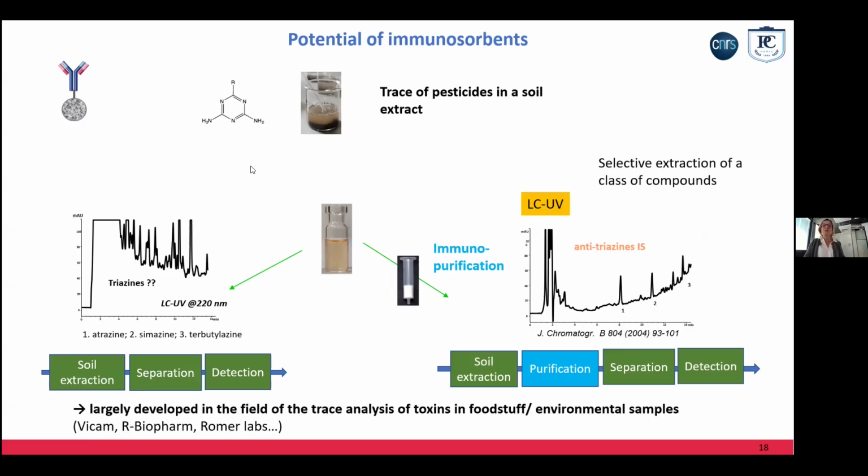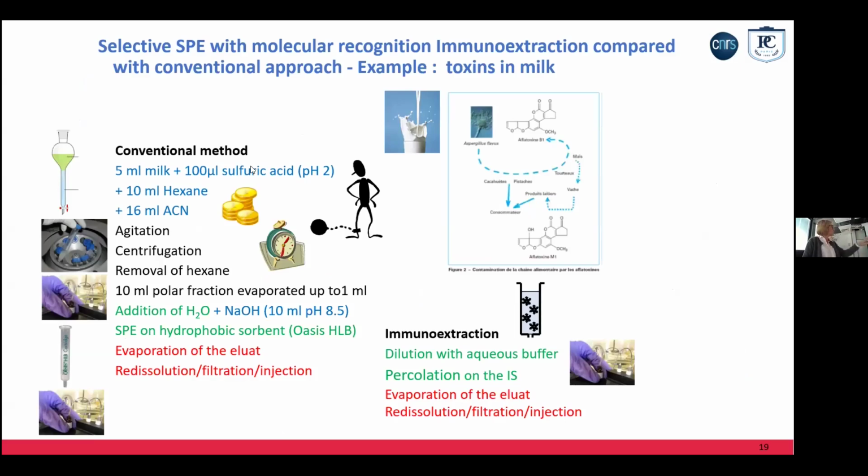So those devices are now very well developed in the field of toxin analysis, and I will explain why. This is a procedure on your left that is validated by ANSES to analyze a toxin in milk. If you look at the procedure, it is a long procedure: liquid extraction, then different steps of treatment, and then solid phase extraction on a conventional sorbent. So several steps to purify the toxin, to remove the toxin from the sample.